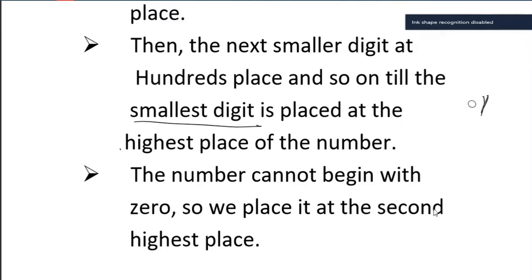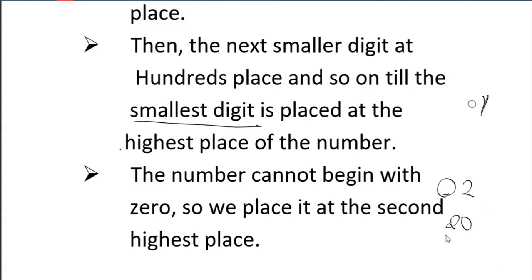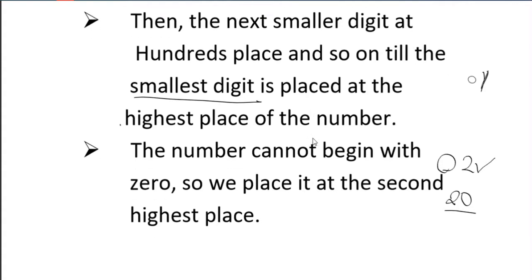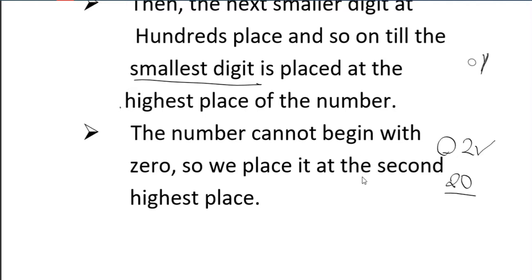Okay children, the number cannot begin with 0. If 2 is there and you start with 0, it means only 2. But if the 0 is placed after that number, it has value. Now this is 20, not 2, but here it is 2 only. So you cannot begin any number with 0. Whenever 0 is there, you have to place it at the second highest place.